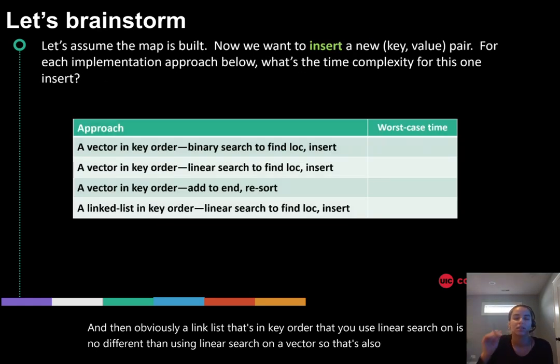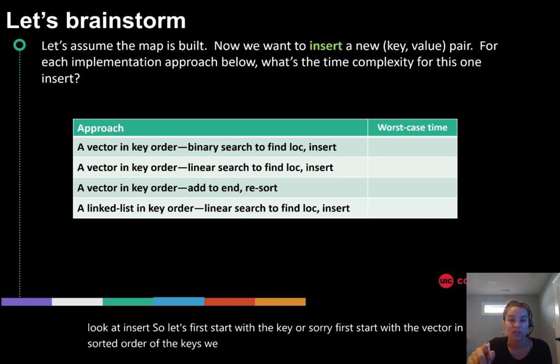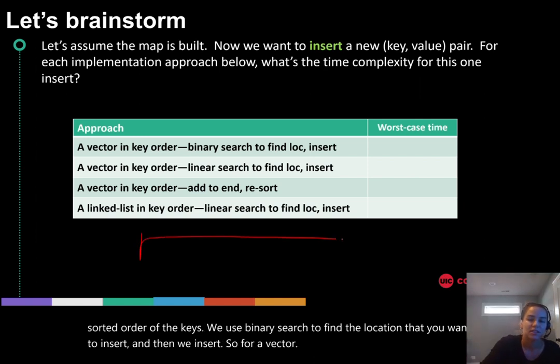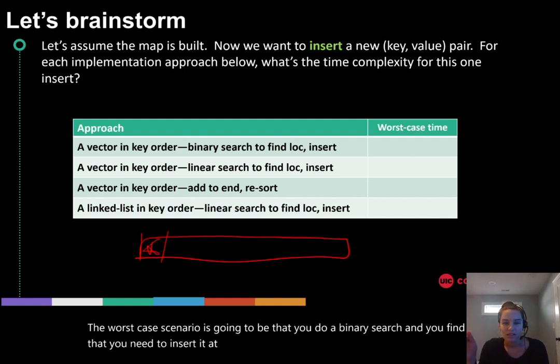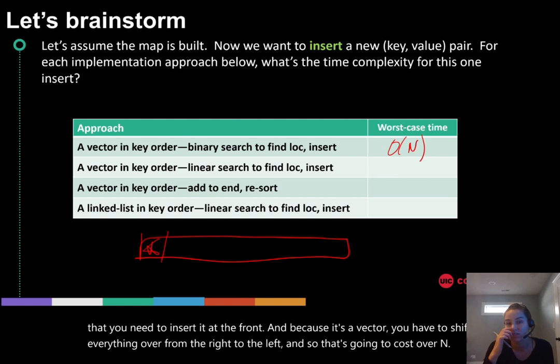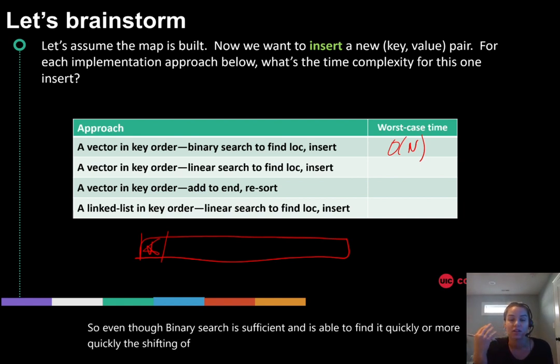Alright, let's look at insert. Let's first start with a vector in sorted order of the keys. We use binary search to find the location where we want to insert, and then we insert. For a vector, the worst case scenario is that you do a binary search and find that you need to insert at the front, and because it's a vector you have to shift everything over, and so that's going to cost O of n. So even though binary search is efficient and is able to find the location more quickly, the shifting of the elements in the vector is still going to cost O of n.